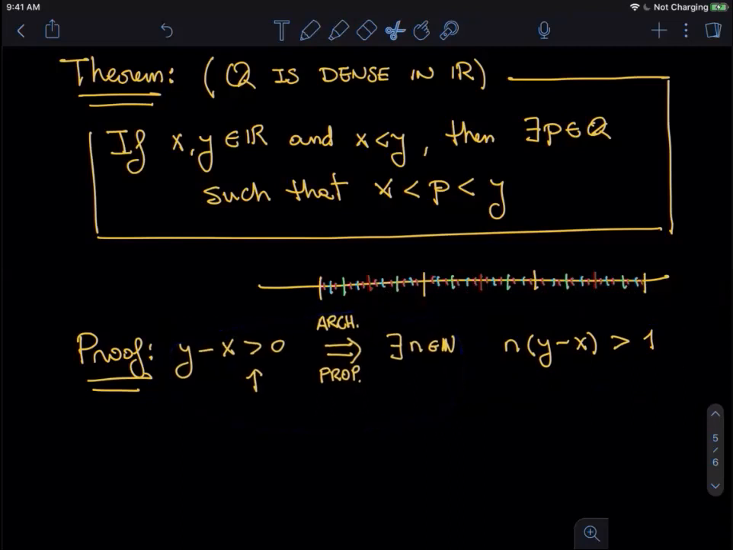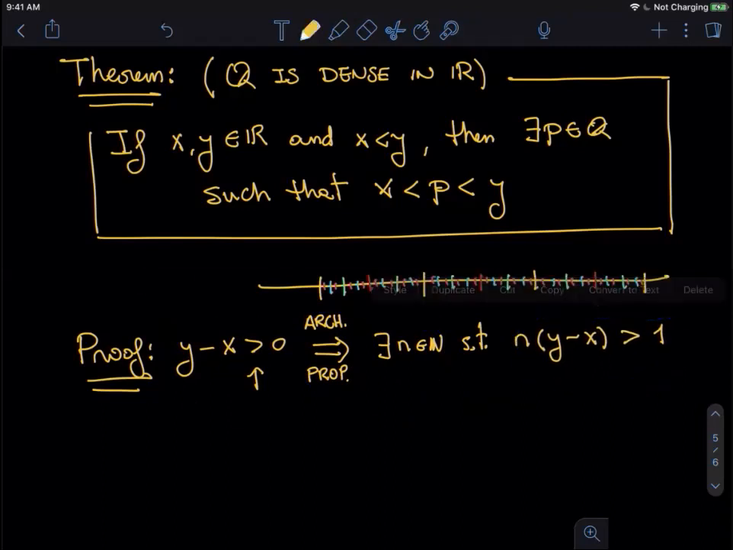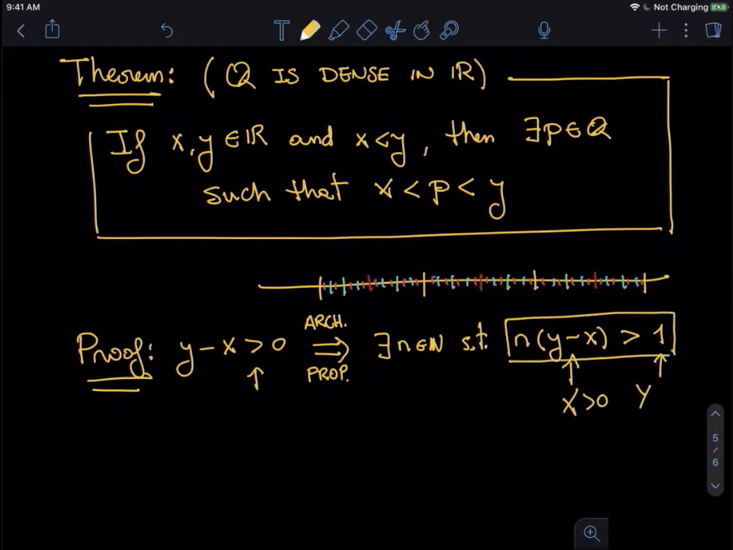n times (y minus x) is bigger than 1. This is the Archimedean property. Again, remember in the Archimedean property, we needed to pick this as the y, and this as the x bigger than 0. If you want to go back to check, you can pause the video, check it out, come back. Now, this we save for later.